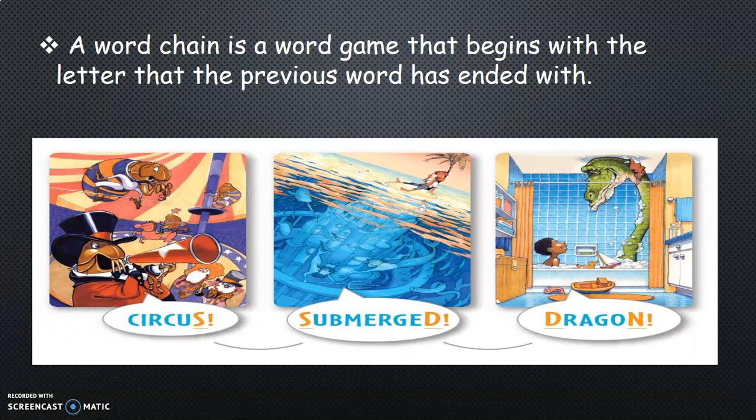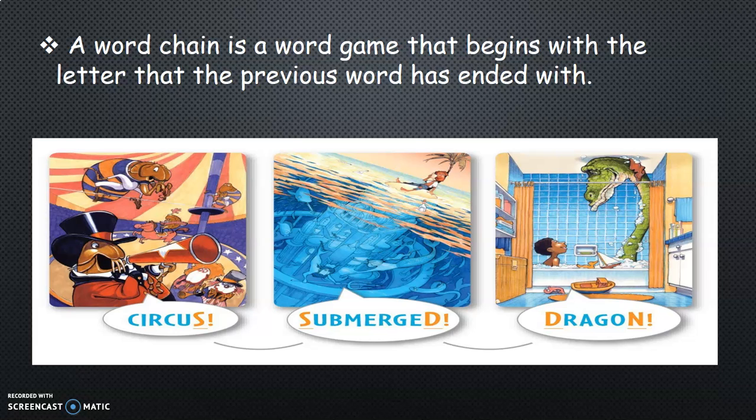So how is that? See here, you'll find the example circus. The first word given to you is circus. The word circus ends with what? It ends with S. Now we have to start the next word with the last letter, that is S. So the next word we wrote is submerged. Now submerged ends with D. The new word has to start again with the ending letter of the second word, that is D. So we write dragon. Dragon ends with N. So now we have to continue with a new word which will start with N.